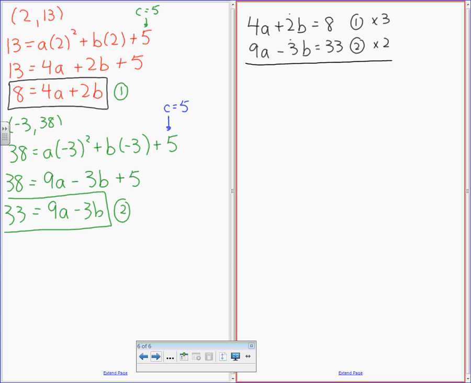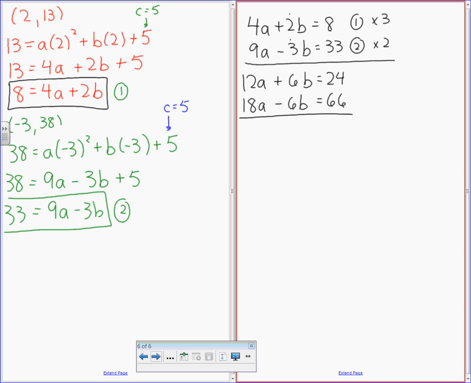All right, so Bailey, can you multiply the whole first row by 3 for me, please? Okay, good. 12a plus 6b equals 24. Please note, if you use substitution, you will have different answers, but our final a and b answer will be the same. All right, Luke, can you multiply the second row by 2 for me, please? Okay, good. 18a minus 6b equals 66. Lovely.